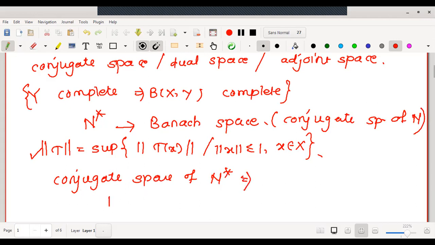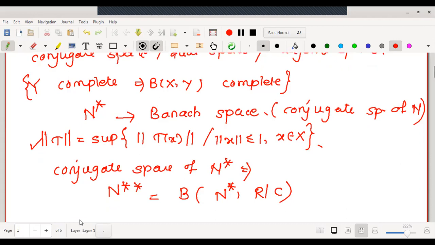Conjugate space of N star will be denoted by N double star, and it will be the collection of all bounded linear transformations from N star to either R or C. Okay, and this is called the second conjugate space of N. We'll come to the second conjugate space later.